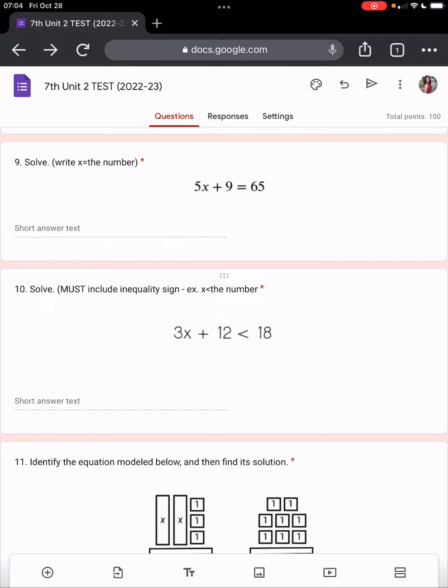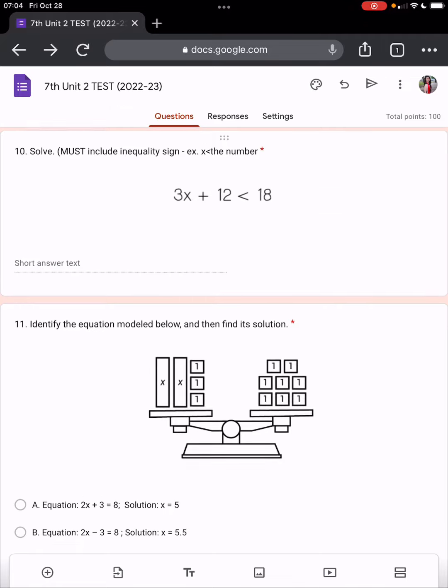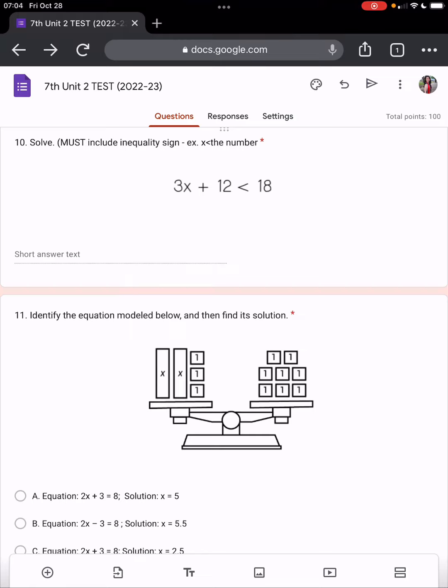Number 9, solve. Write x is equal to the number. 5x plus 9 is equal to 65. Number 10, solve. You must include your inequality sign. For example, x is less than the number. 3x plus 12 is less than 18.